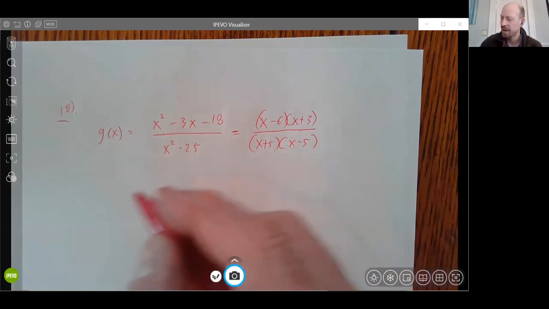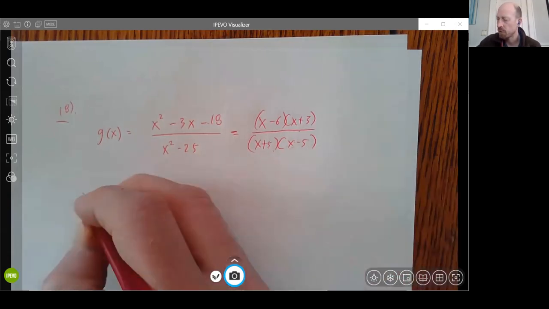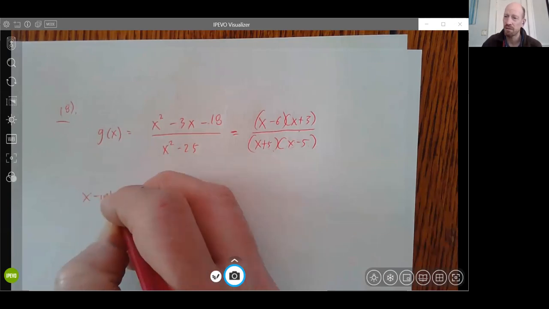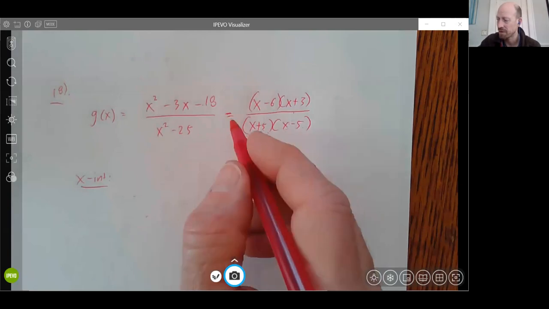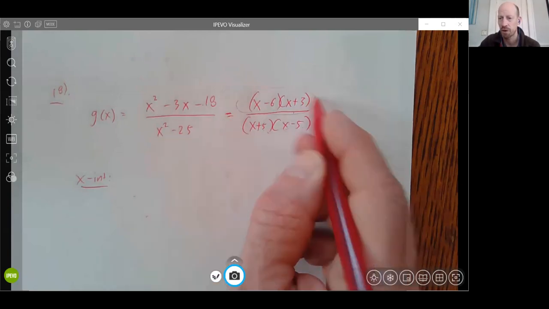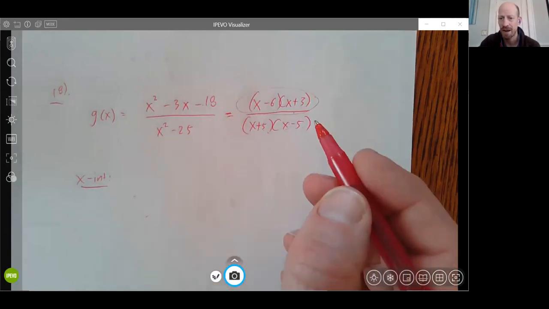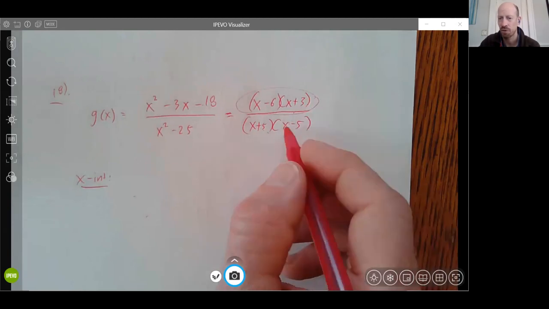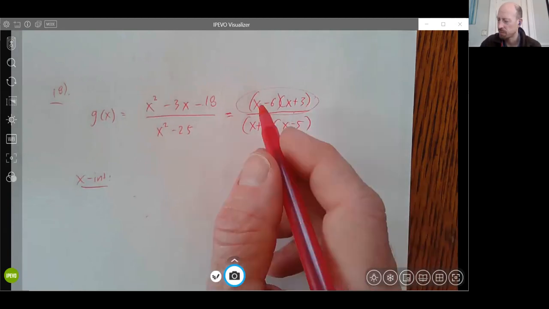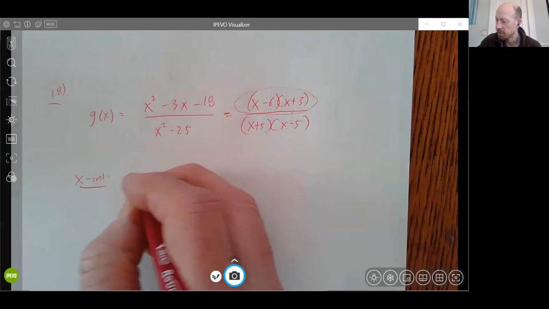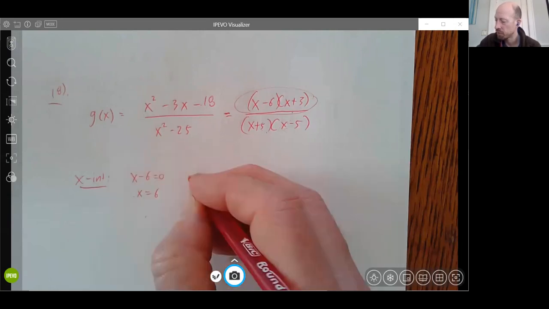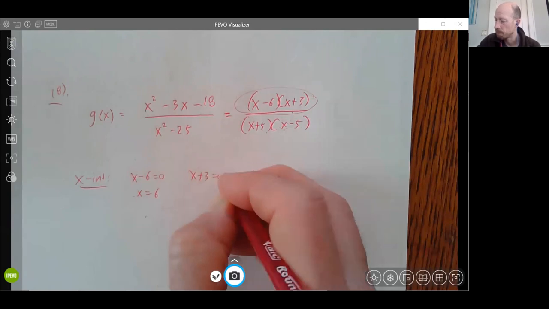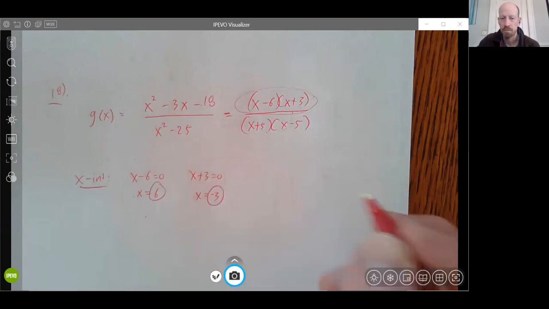And then the x-intercept, and this is something you've got to file away if you have trouble remembering it. It's a good one to write down. The x-intercepts come from the numerator. So after it's factored and you've eliminated any holes, the x-intercepts come from the numerator. So x minus 6 equals 0, and x plus 3 equals 0. Okay, so those are my x-intercepts.